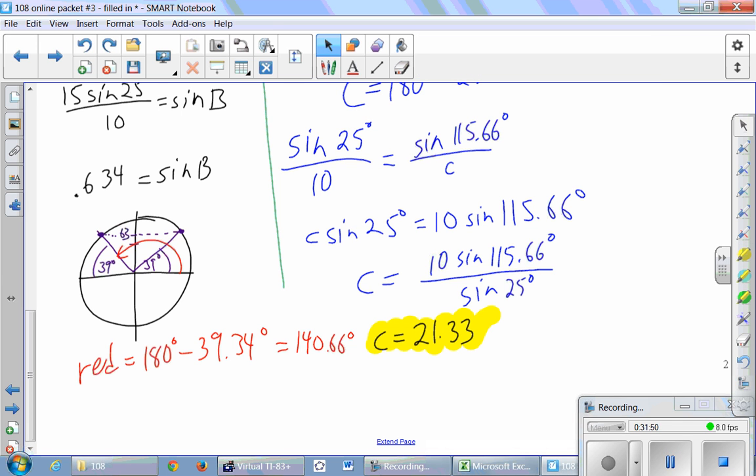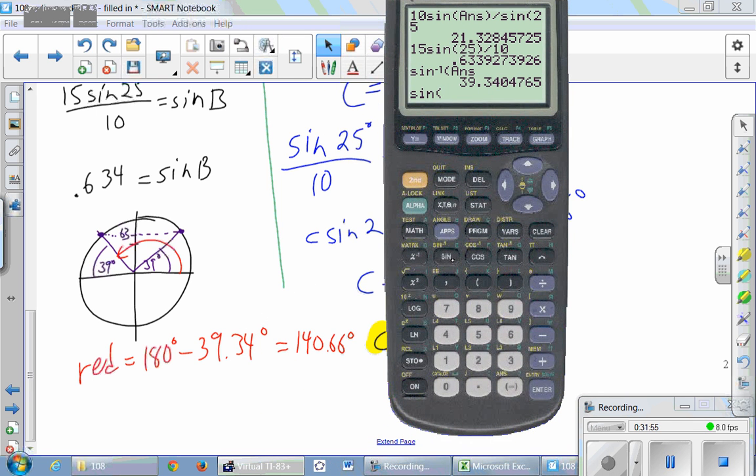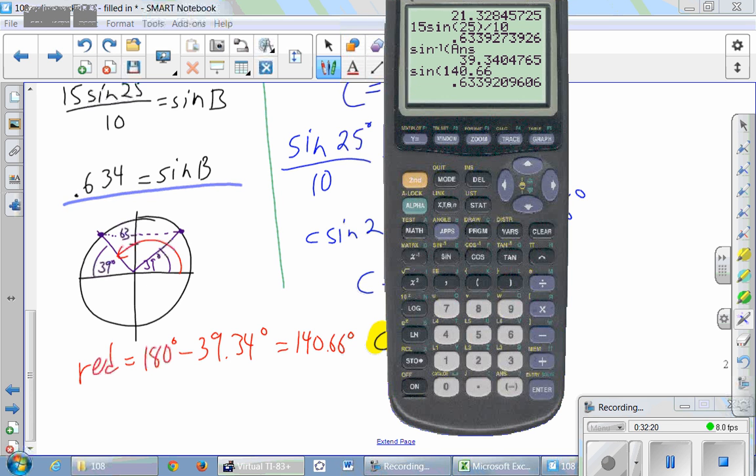140.66 degrees. So if I come over here and I type in sine of 140.66, then we get 0.63392, which is what we got up here. It's not perfect out here because I rounded the 0.66 because it came from a rounded 0.34. But gosh, 140.66 is another perfectly good solution to this equation. 39 degrees is not the only answer. 140 degrees also works in here.